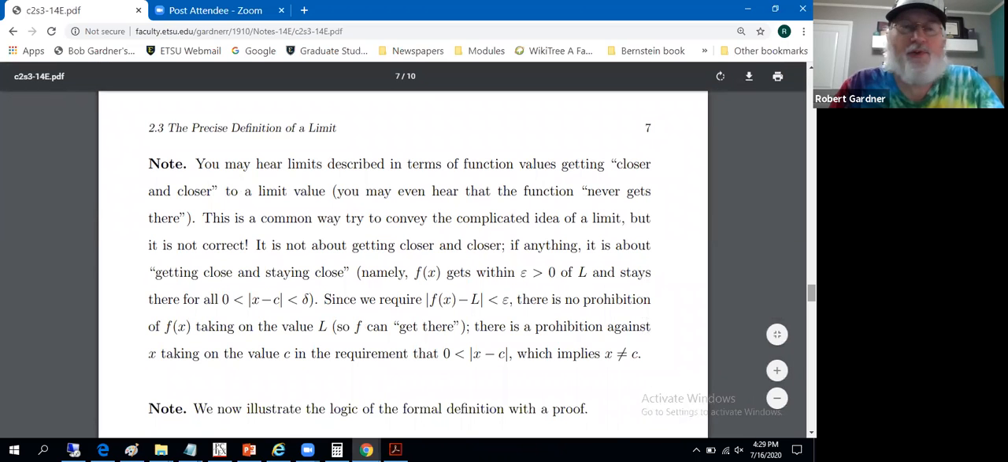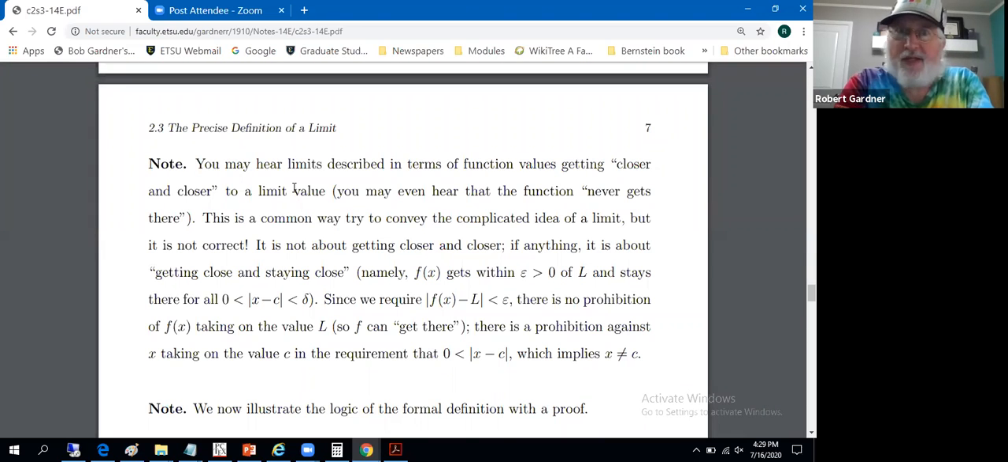Now, I'm not sure I should even mention the following, but you're probably going to hear it somewhere out there. So let's clear the air. You may hear limits described in terms of a function that gets closer and closer to a limit value. You might even hear it said it gets closer and closer, but it never gets there. Yeah, that's just wrong. It's wrong, wrong, wrong. Many of the limits we see will behave in a closer and closer, but never gets there way. Also, many of the limits we see won't behave like that. So it's not a matter of closer and closer, but never gets there. That's simply not what a limit is.